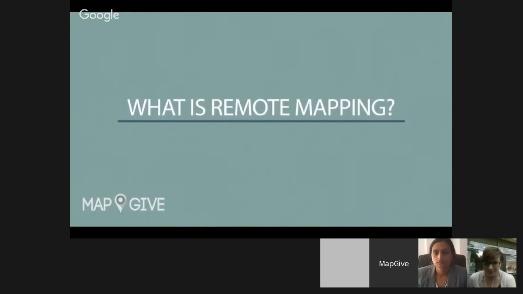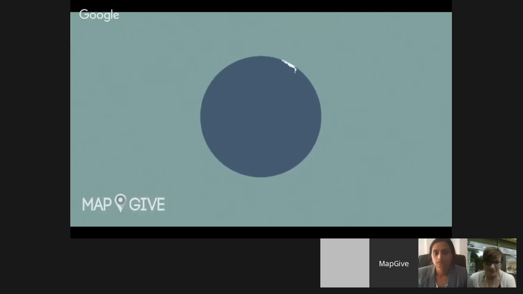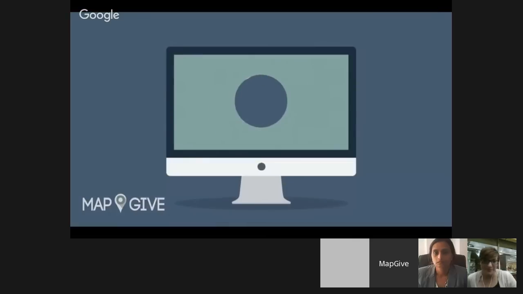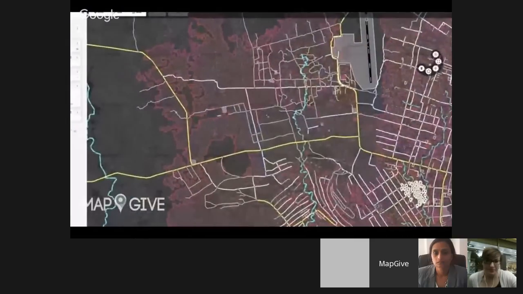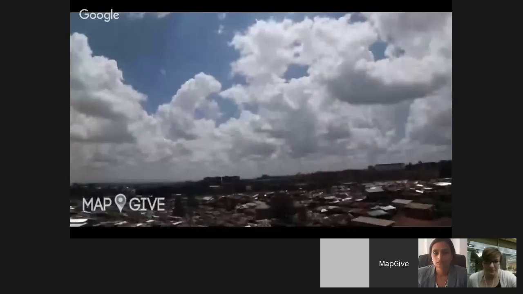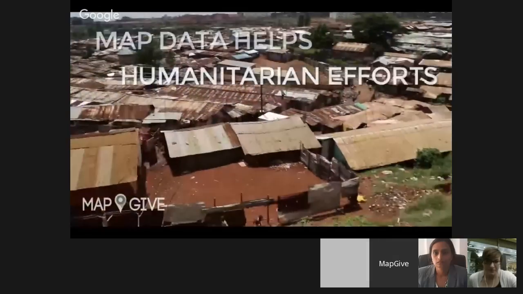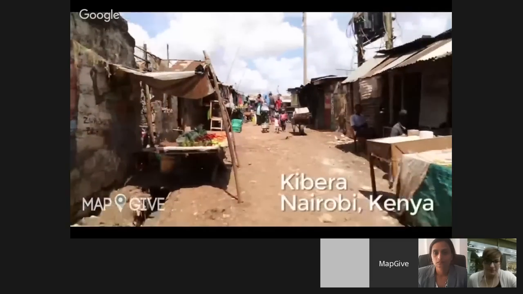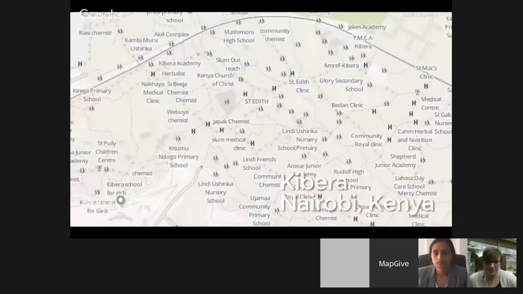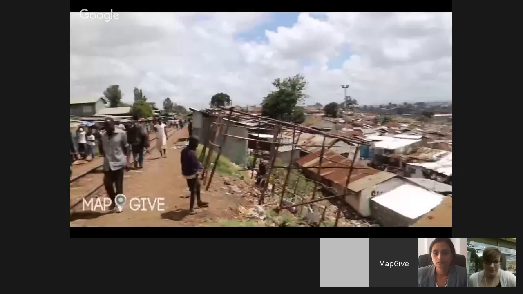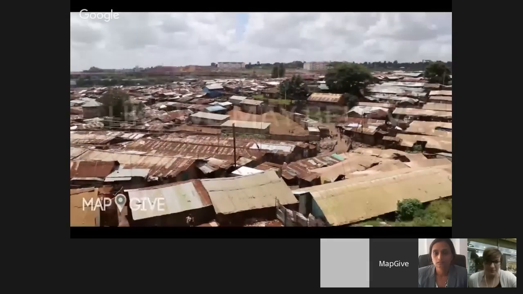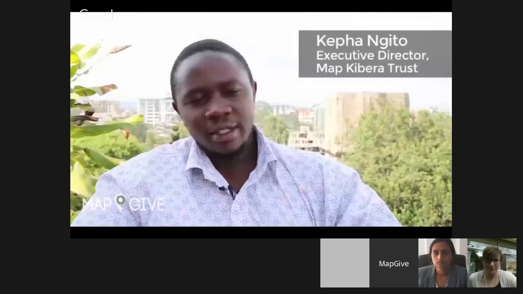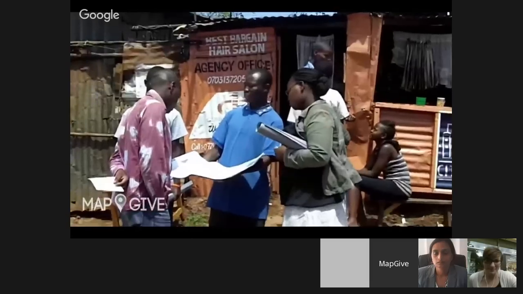What is remote mapping? Remote mapping is sort of an interesting new phenomenon that's happened probably since about 2010 in Haiti. We saw a real push of volunteers coming online to help create map data where none existed before. Map data helps humanitarian efforts, not just in a crisis. It helps communities like Kibera in Nairobi, Kenya, prepare, develop, and respond to needs at the local level. It's a big job, and not every place is mapped like we may believe. Developing or establishing data is a very huge step in kicking off the process of changing things. And that's the point at which the maps become very useful.